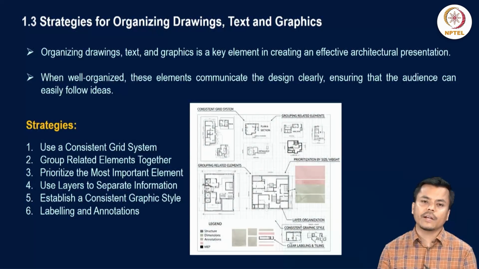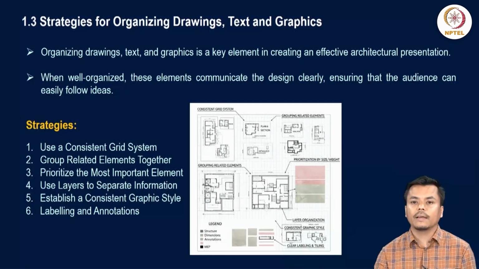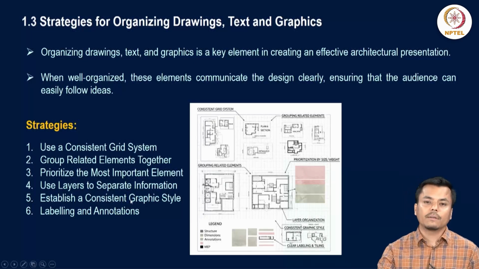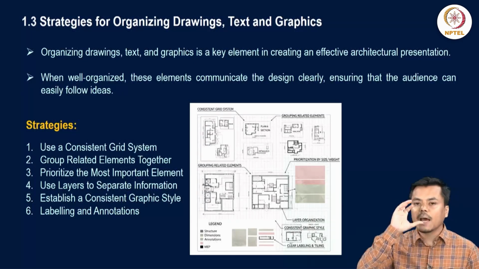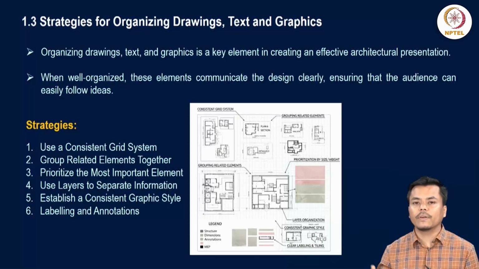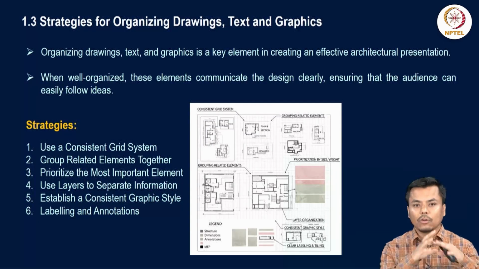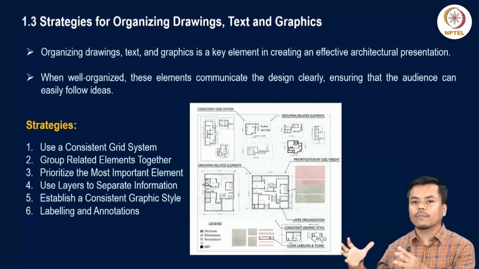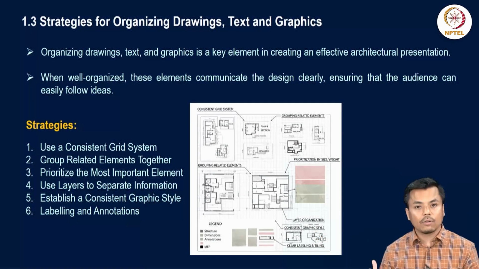Then what are the common strategies for organizing drawings, text and graphics? So in case of these things, the common strategies that one can use is a consistent grid system. So that means you divide your sheets into grids and then you present your information in a specific grid in a grid wise manner. So you can do that. Group related elements together, so you can group or club different aspects related to a study together in one corner, and then likewise for other studies in other corners. So that also can be explored.